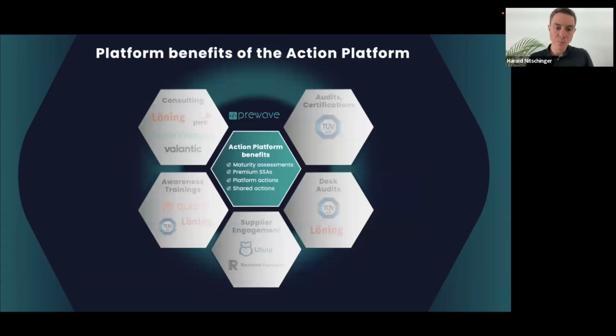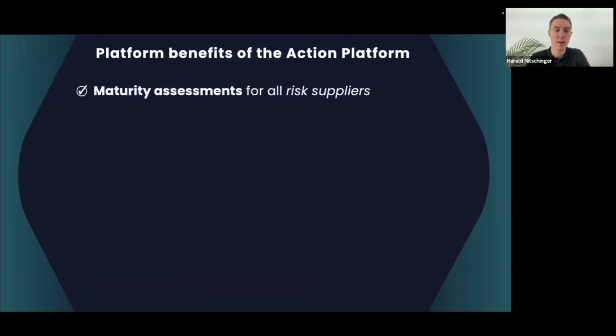Now, the action platform does not just offer the ability to take actions with suppliers and with the partners, but it also brings various benefits by itself. The first benefit of being in the action platform is that we do these maturity assessments for all risk suppliers. The second benefit is that many of our action partners are offering premium self-assessments for dedicated areas. Sebastian will introduce one of them, which are Taylor Wessing checklists for risk assessments for the own business area. So these are typically more extensive self-assessments. But also one of our partners, Löning, has a longer, more detailed human rights self-assessment.